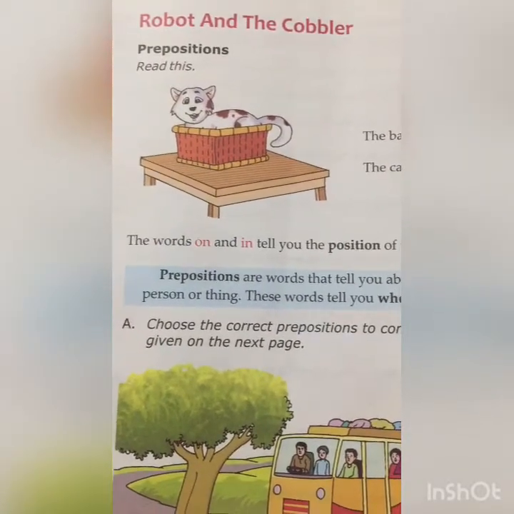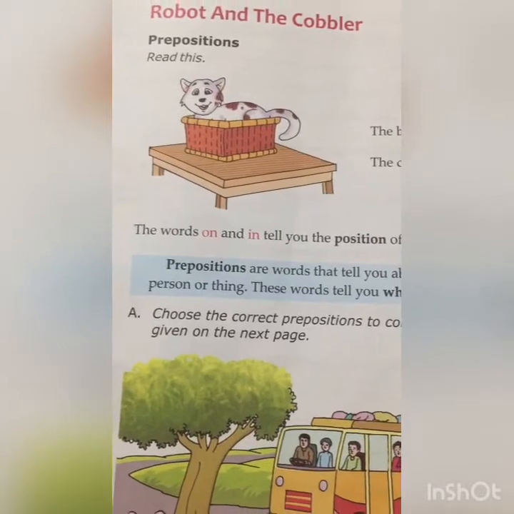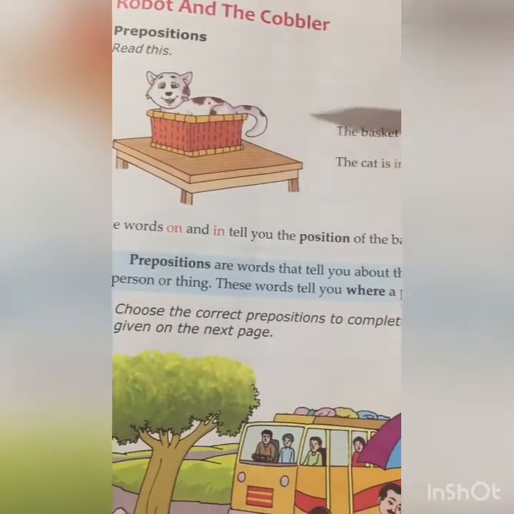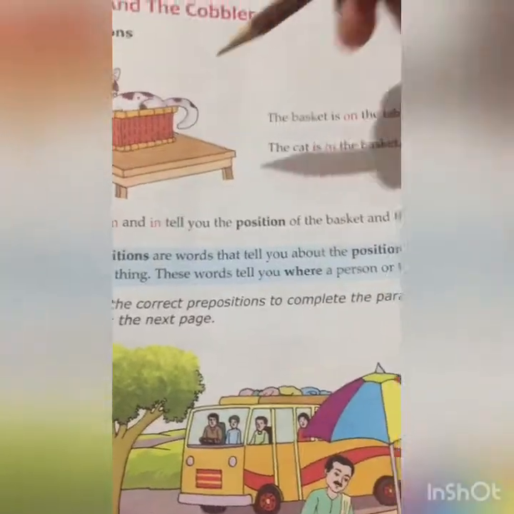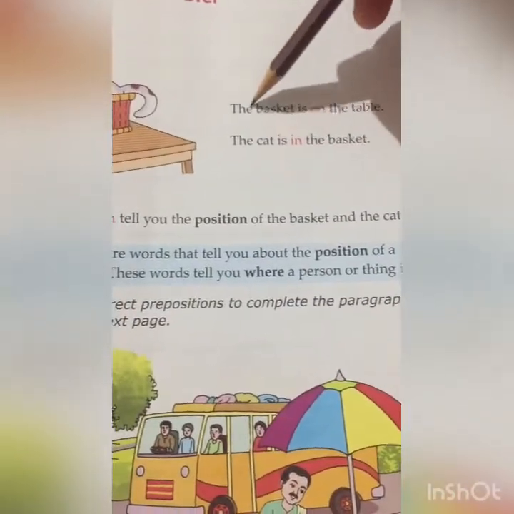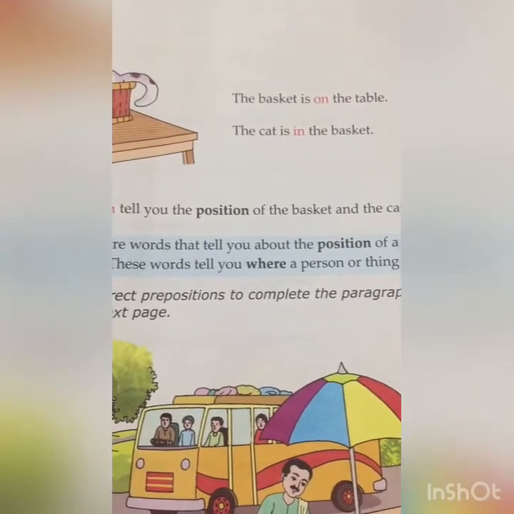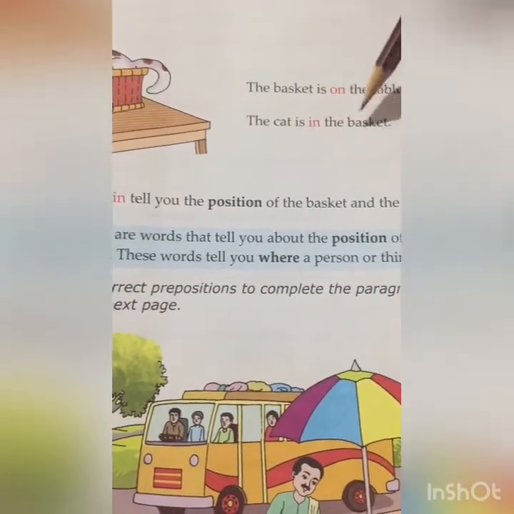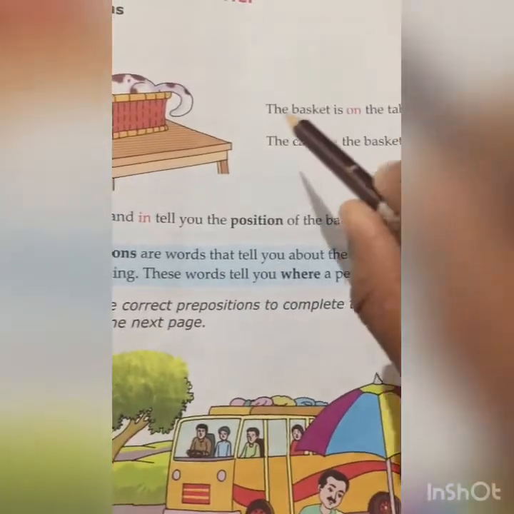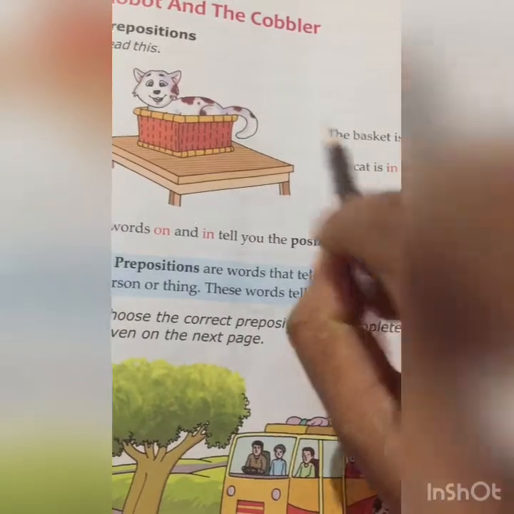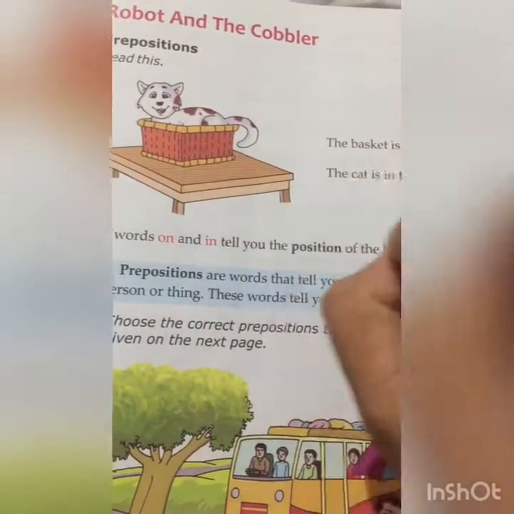Robot and the cobbler. Now we are going to learn about prepositions. Read this. Here there is a picture given below, and let us read it out. Now read the sentence. The basket is on the table. The cat is in the basket. The basket is on the table. The cat is in the basket.